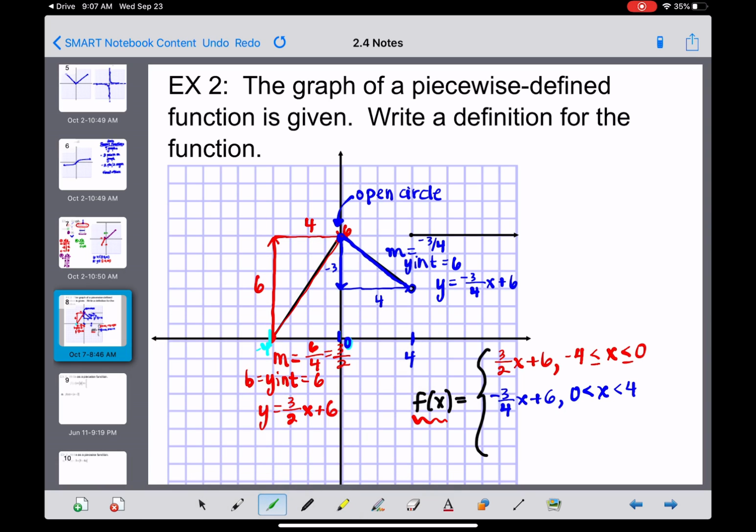The last one is this filled in circle here, and then it's just a constant. Remember, when we have a horizontal line, it has a slope of 0, and if we were to bring it back over here, it would have a y-intercept at 6. So it would be y equals 0x plus 6, but we can simplify that to just y equals 6. If we were to extend that line through the entire graph, it would just be a horizontal line that touches the y-axis at 6.